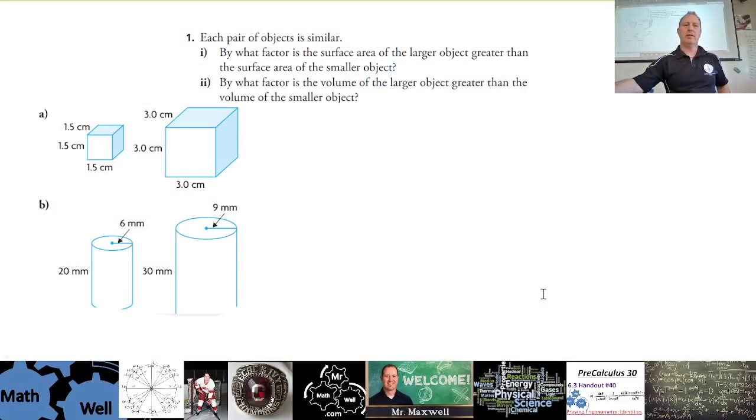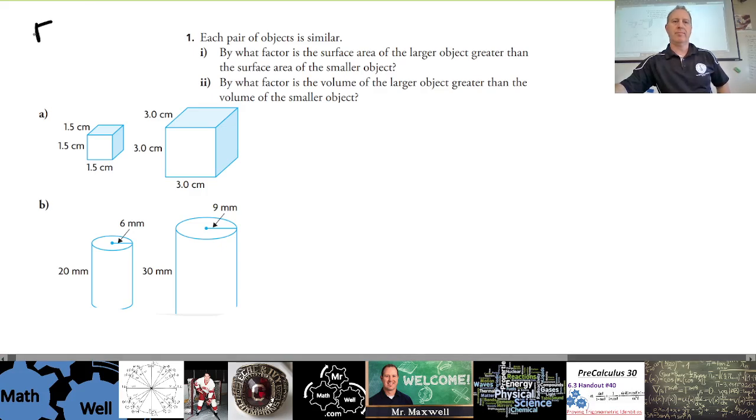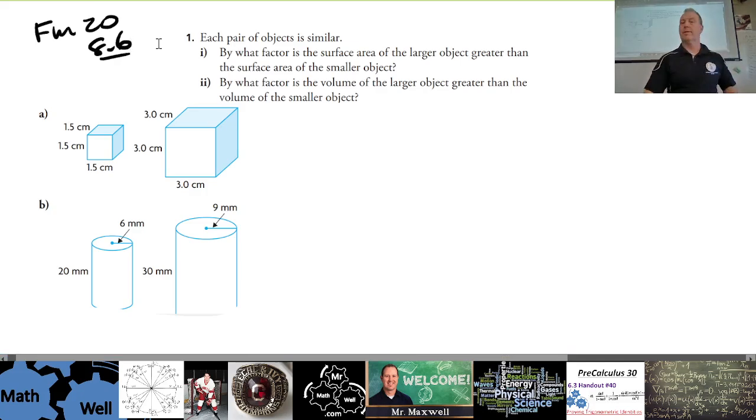Okay, let's do number 1. So this is 8.6. Number 1. Okay, so it says each pair of objects is similar, so you know that the shapes are the same, the sizes are different.